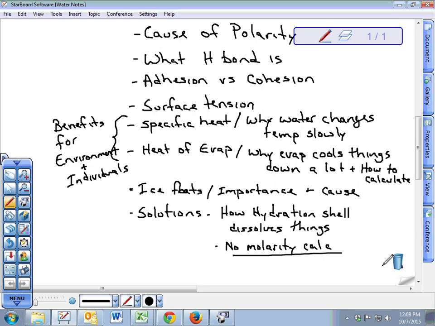Why does ice float? Why is it important that ice floats? And then how do things dissolve? What does the hydration shell do? What does it look like? What's stuck to what? And why is that dissolving things? The fact that it's holding individual molecules of the substance apart makes them dissolved.